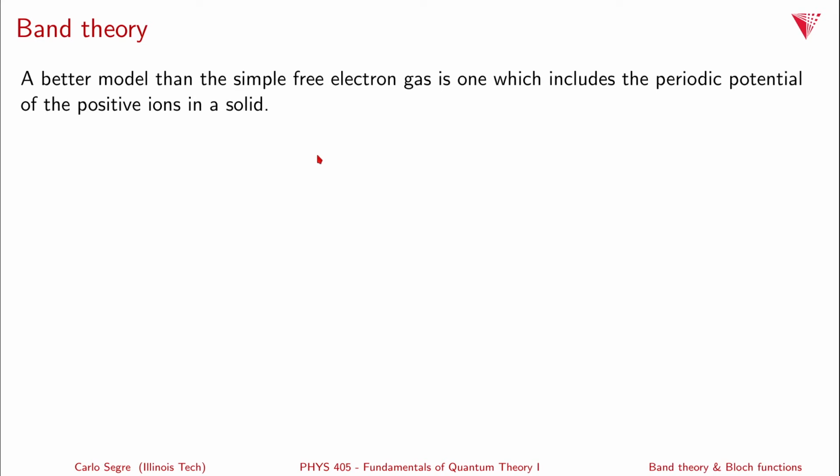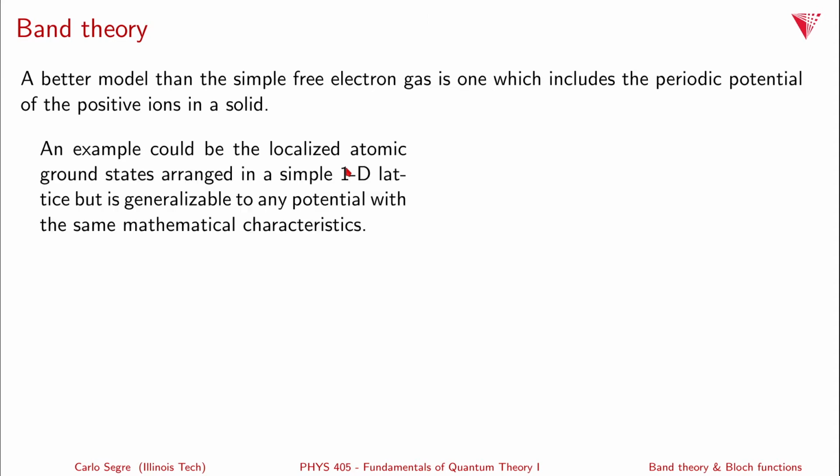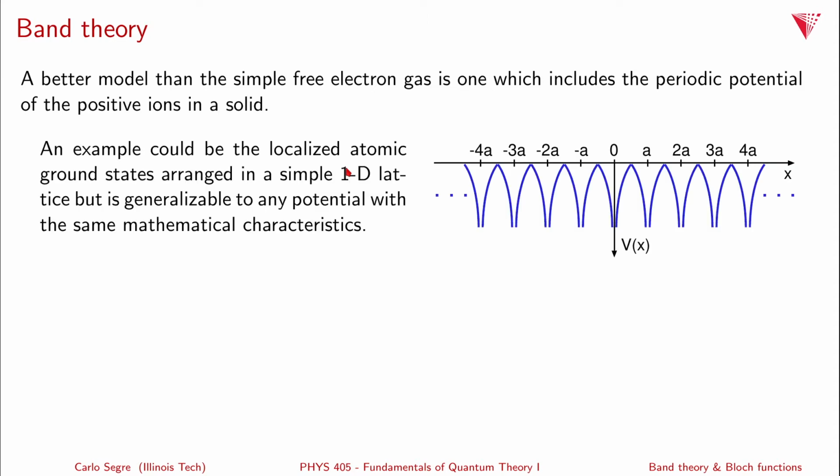So, a better model than just a simple free electron gas is one that includes a periodic potential, which is what the underlying positive ions in the lattice would be. One example would be a localized atomic ground state, such as the one I've sketched out here, that is repeated with a period of repetition of a.